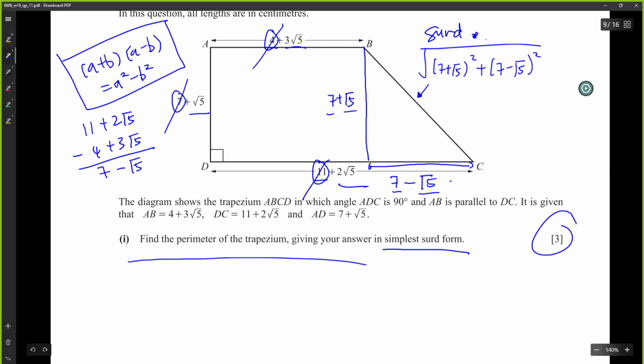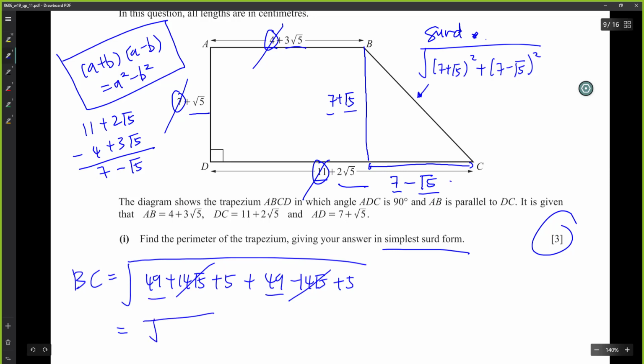Let me do it here for BC. Okay, so expand it: square root of 49 plus 14 root 5 plus 5, and then plus square root of 49 minus 14 root 5 plus 5. Luckily this number and this number I can cancel. 49 plus 49 is 98, plus 10, 98 is 108. So we get square root 108 here.